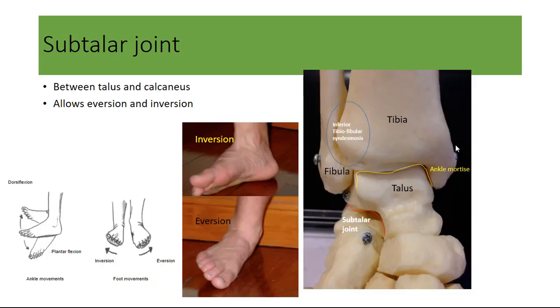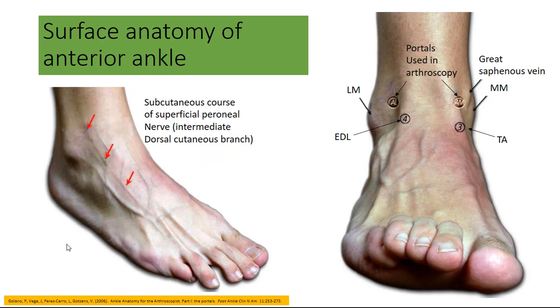The subtalar joint, as I said before, sits between the talus and the calcaneus, and it allows inversion and eversion, with inversion being a lot easier for us to do. Inversion is the position that your foot and ankle usually go into when you do a sprain, and it stretches the lateral ligaments.